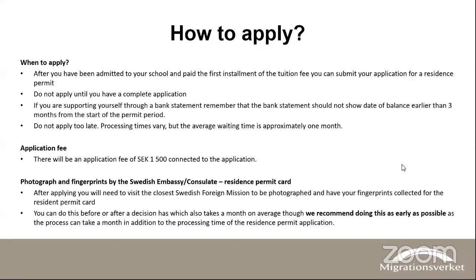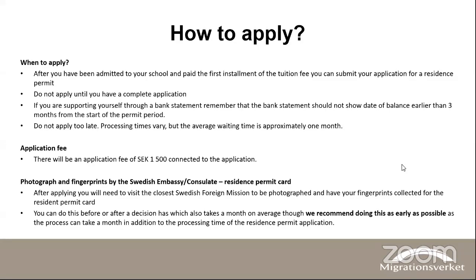How to apply. After you have been admitted to your school and paid the first installment of the tuition fee, you can submit your application for a residence permit online. Do not apply until you have a complete application. If you are supporting yourself through a bank statement, keep in mind that the bank statement should not show a date of balance earlier than 3 months from the start of the permit period.